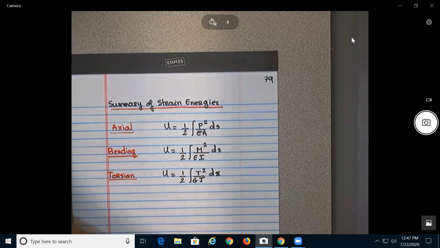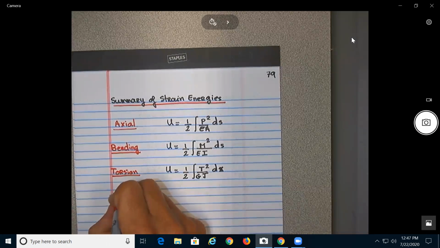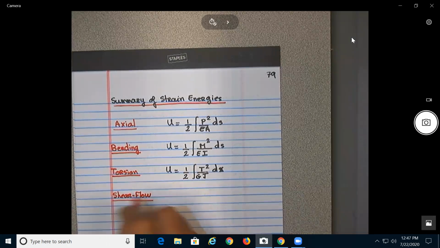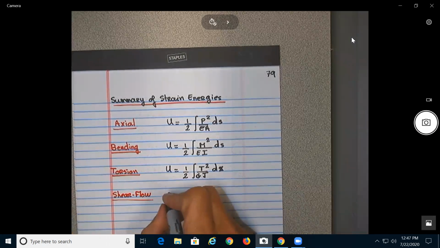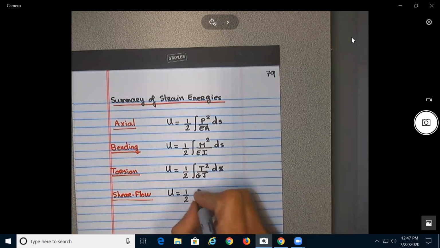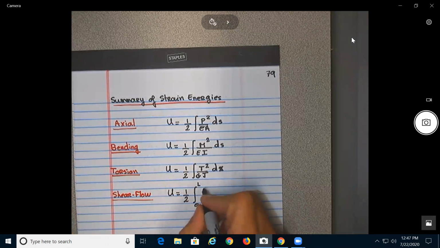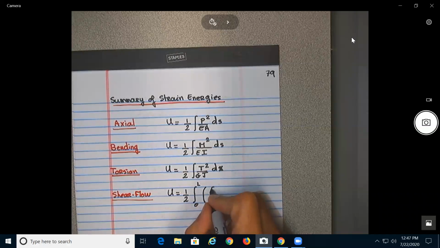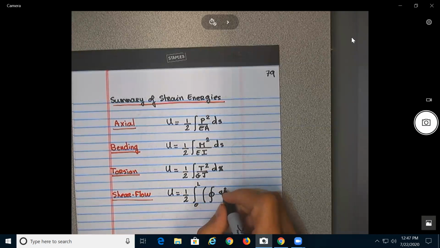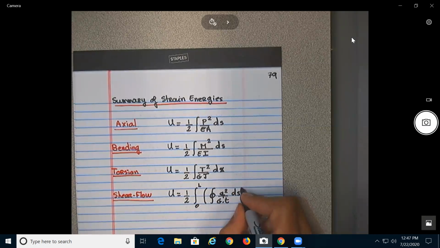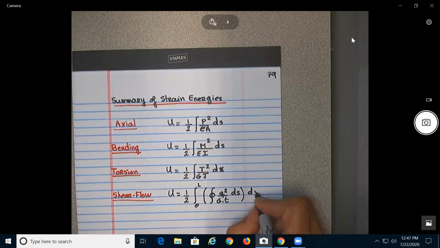dx. And then the last one was shear flow, which is the most complex one. U is equal to 1/2 integral along the length of the beam, but then you need to integrate around the cross section, Q squared divided by GT. So this is ds, and the outside is dx.